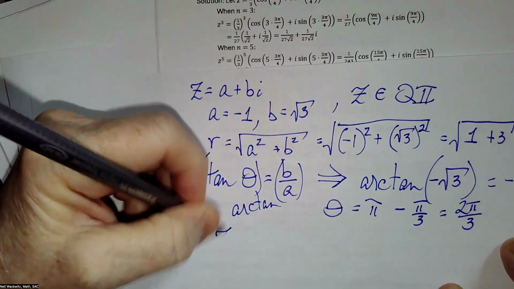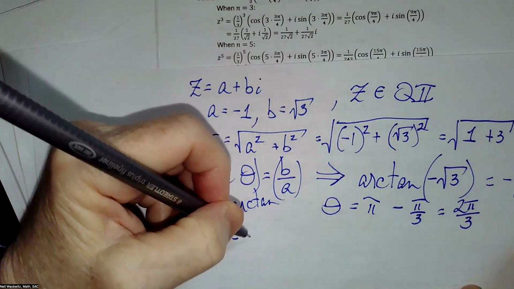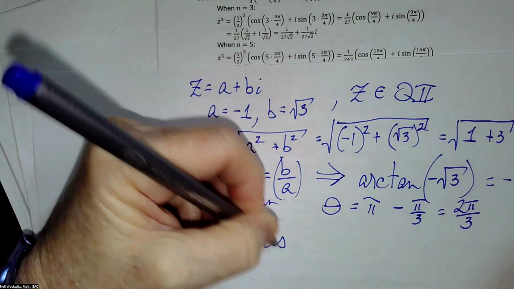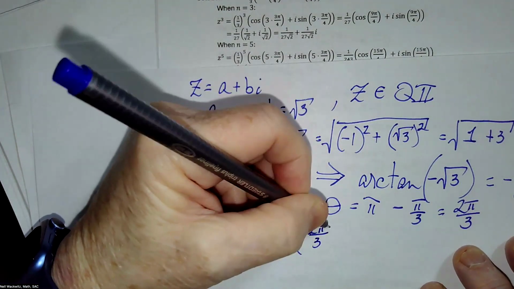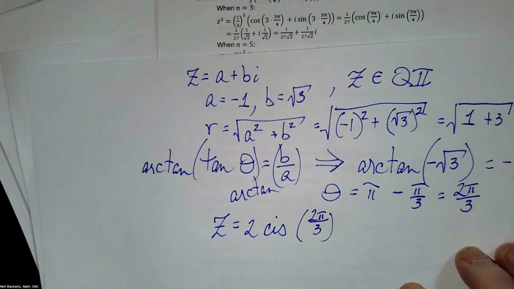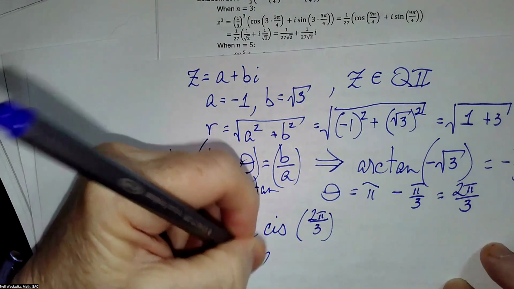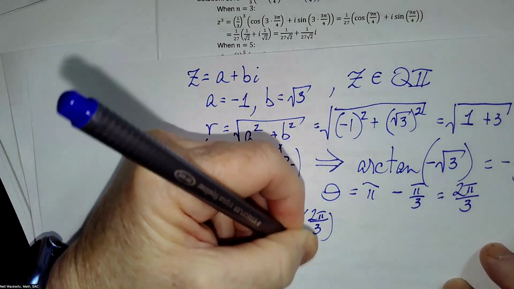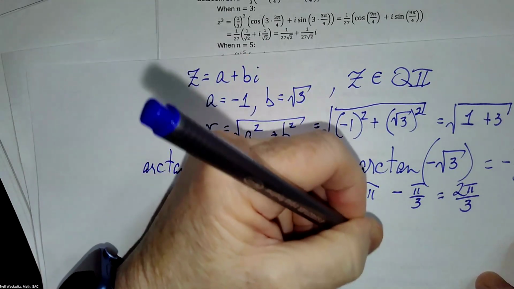So now I know that we can write z as 2 cis 2 pi over 3. I wanted to find z to the 4th. Got 2 to the 4th cis 4 times 2 pi over 3.